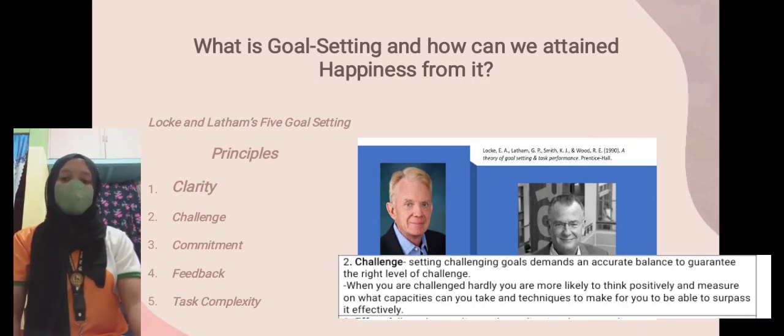2. Challenge. Challenging goals demand an accurate balance to guarantee the right level of challenge. When you are challenged, you are more likely to think positively and measure what capacities and techniques you can use to surpass it effectively.